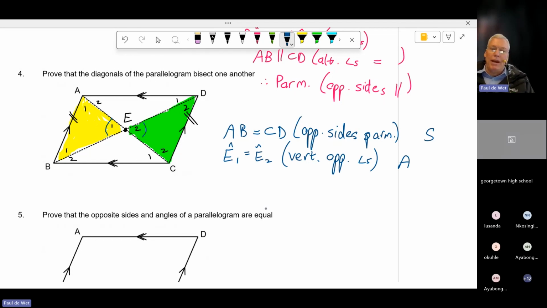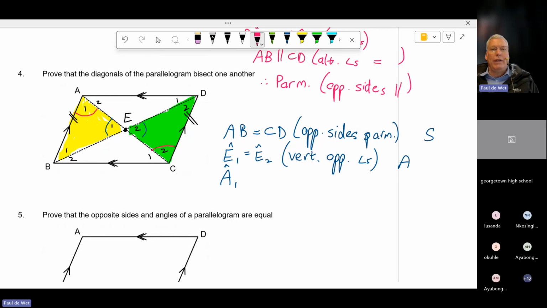Now, guys, remember, I can't start saying that AE equals EC because that's what I'm trying to prove. I need some other piece of information that's going to make these triangles congruent. Can you tell me about another angle in these two triangles? Can you tell me what A1 equals? What does A1 equal? Why?